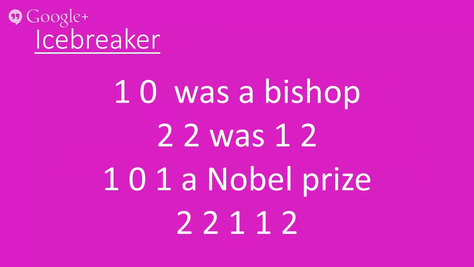Right, so this is just a bit of fun that we're having with numbers here. The icebreaker reads, 1O was a bishop, 2-2 was 1-2. 1O won a Nobel Prize, 2-2 1-1-2. Right, it's just a clever little play on numbers, and obviously referring to Bishop Tutu and his contribution with the Nobel Peace Prize as well.